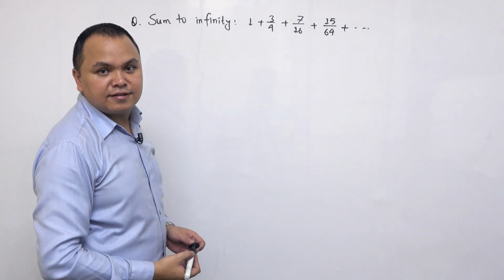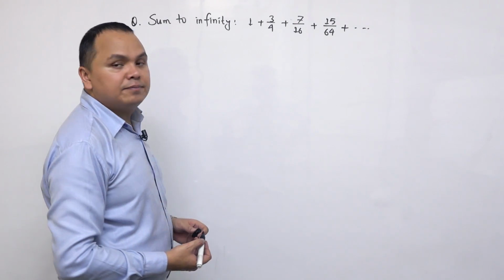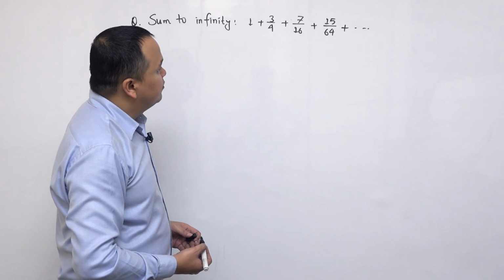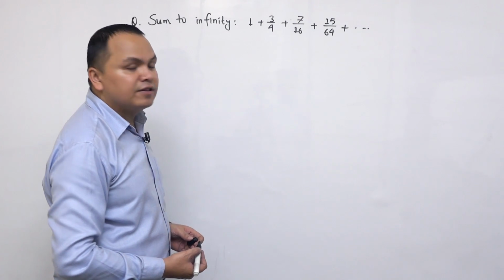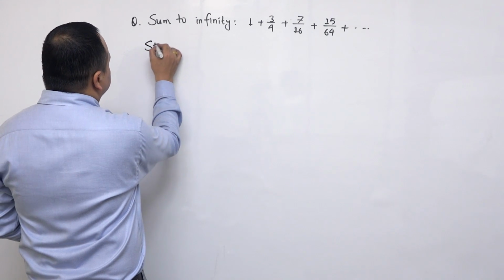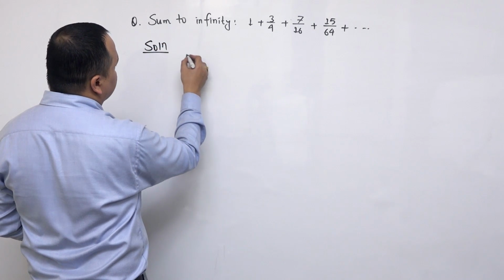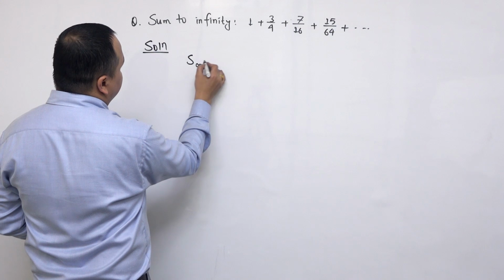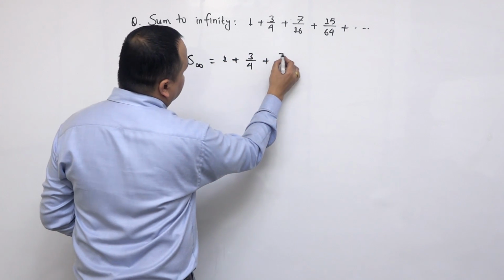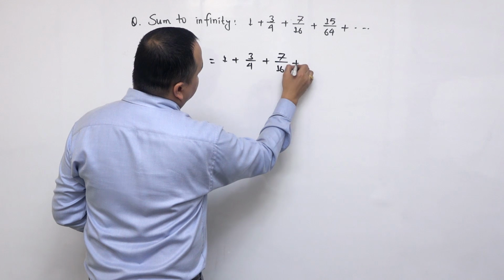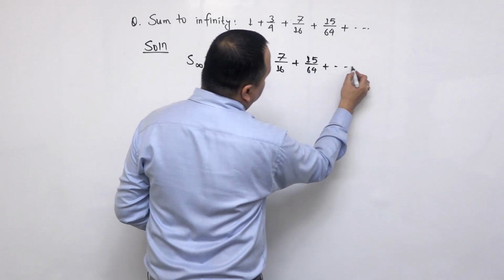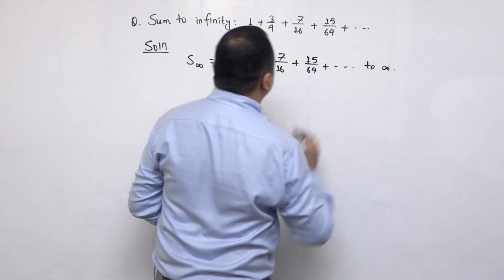We take another example, sum to infinity: 1 plus 3 upon 4 plus 7 upon 16 plus 15 upon 64 plus dot dot dot. And solution: S infinity is 1 plus 3 upon 4 plus 7 upon 16 plus 15 upon 64 plus dot dot dot to infinity.